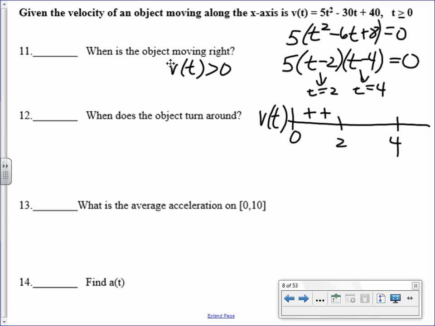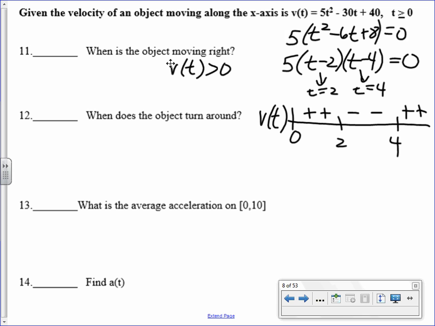You take a number between 2 and 4, such as 3. Plug it in for t. Positive, positive, negative. The product is negative. Then you take a time greater than 4, like 5. The factors are positive, positive, positive. The product is positive.